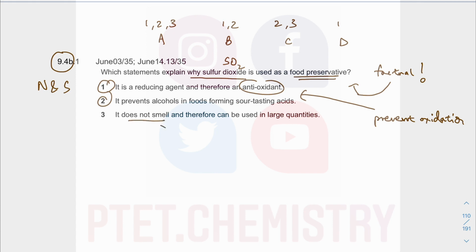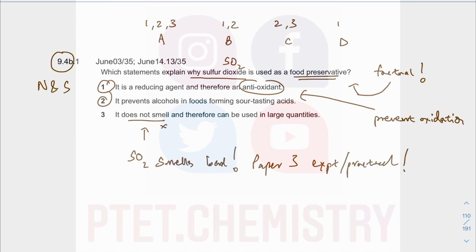Number 3 is incorrect. So SO2 smells. It smells bad. You will have seen this in the paper 3 experimental or practical component. When you produce SO2, which you are supposed to test, you test with a strip of litmus paper dipped in acidified potassium manganate, and that will go colorless, because it will oxidize the SO2. Have a look through your paper 3 quantitative analysis, and you really need to know the test for SO2. So if only 1 and 2 are correct, that is option B.